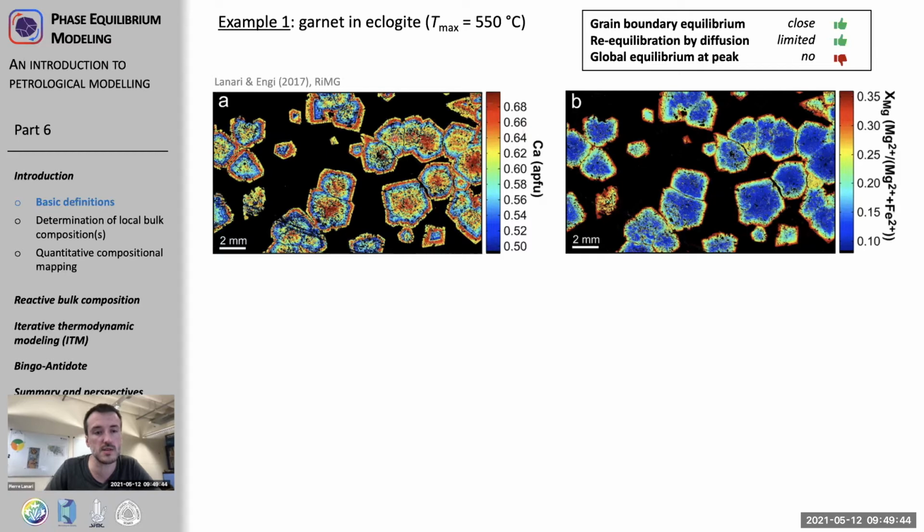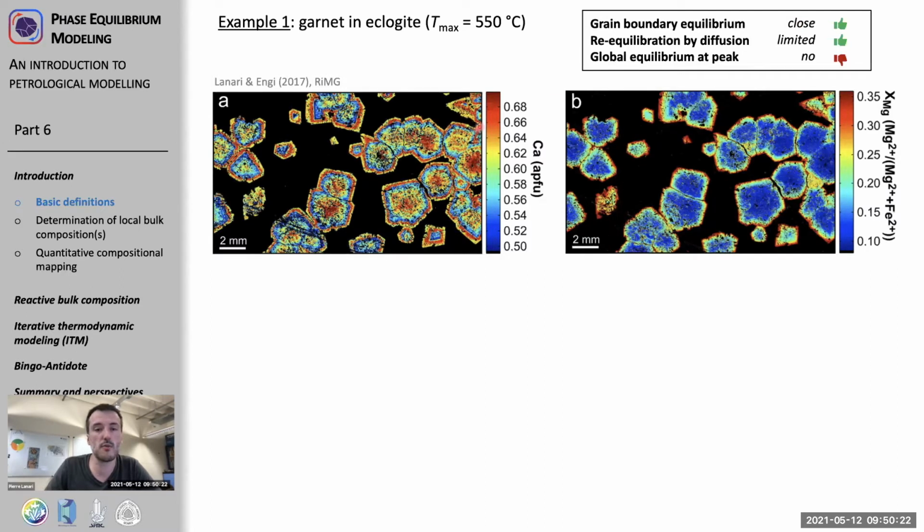And what you can see is that we have a succession of growth zones in this garnet, and we are almost looking at the scale of a thin section. The succession of composition is identical in all the grains for calcium and also for X magnesium. Which means that during the growth of this garnet, the grain boundary equilibrium model was probably satisfactory. The same composition was crystallizing at every location at the thin section scale. So I put it close for the grain boundary equilibrium condition, probably close.